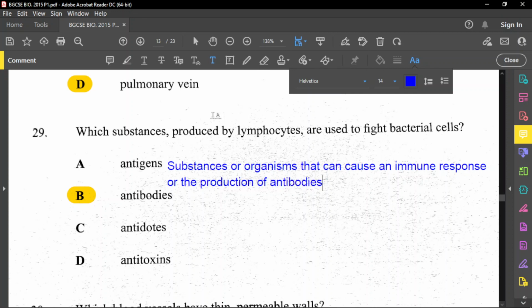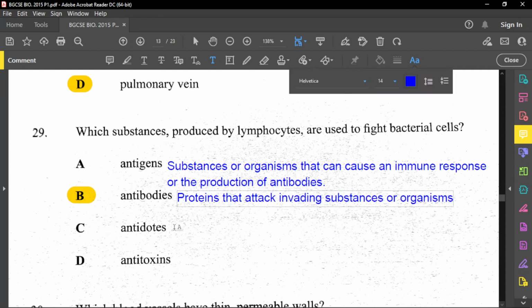So anything that causes antibodies to be produced in the body is called an antigen. Antibodies are produced by white blood cells, and they are proteins as a matter of fact. They are specific proteins produced by the lymphocytes, or white blood cells, that attack invading substances or organisms. Again, these are produced by the lymphocytes.